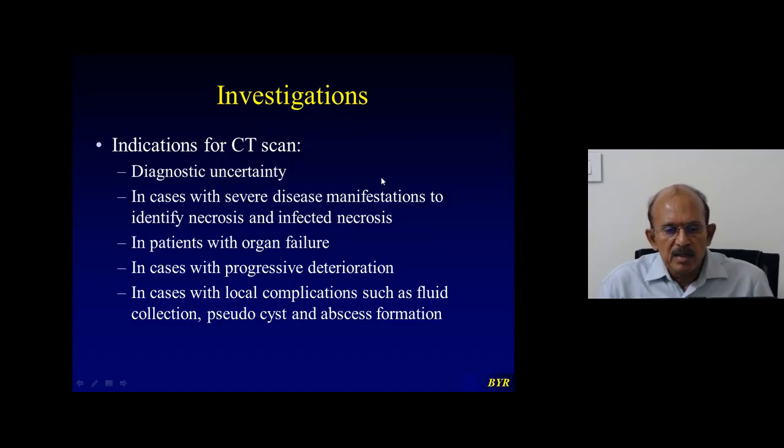Someone has asked me just now, can't midgut ischemia be made out on CT scan? Midgut ischemia can be made out only after doing a CT angiogram of the superior mesenteric artery. There is a special technique; if you do that, then you can make it out. So unless you have suspicion of midgut ischemia, you can't do that.